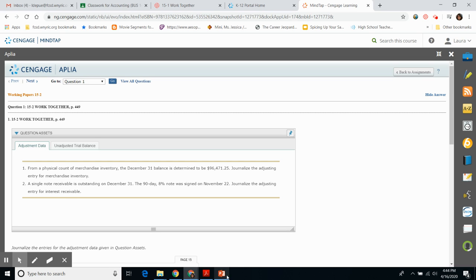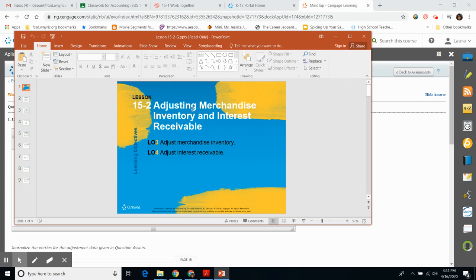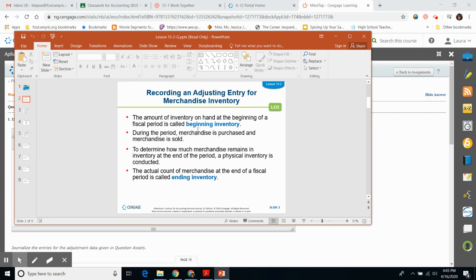So this is going to be the beginning of 15-2, and we're going to be doing the adjustments for merchandise inventory and interest receivable. So a lot of new vocabulary here, but we've done this before with the merchandise inventory. We have a beginning inventory. This is the merchandise we're selling to our customers. We might purchase more throughout the year, called purchases, so that we can have more to resell. And then when we do a physical count, we determine how much we have at the end of the year.